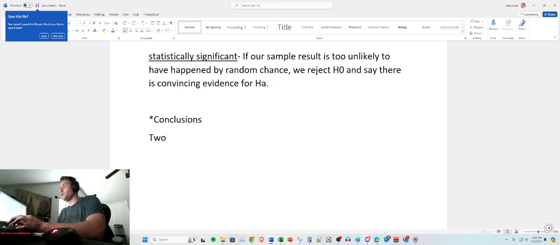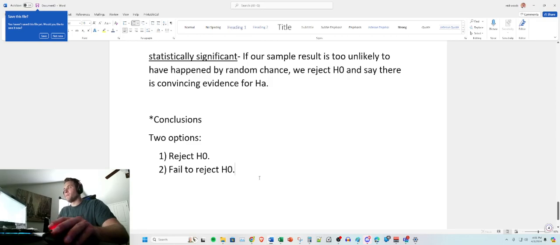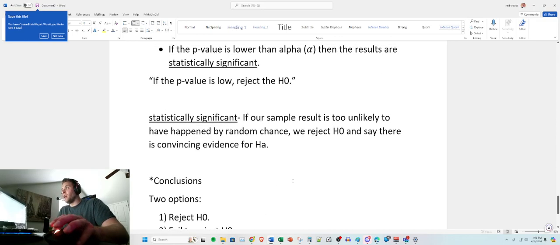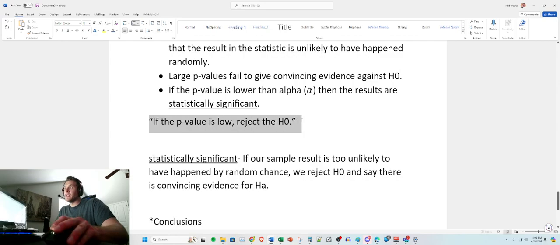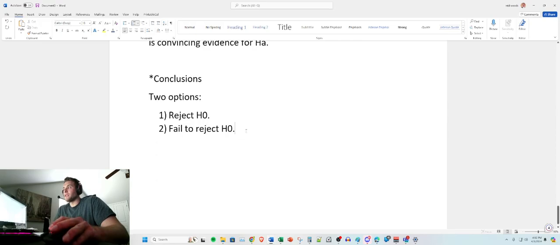Okay. You have 2 options. This is it. These are the only 2. One, you can reject the null hypothesis or fail to reject. That is it. That's all that can occur. Those are the 2 choices. And it's all based on this statement right here. If the p-value is low, you reject the H-naught. So if the p-value is not low, you fail to reject the H-naught. Okay. So that's really what it breaks down to.